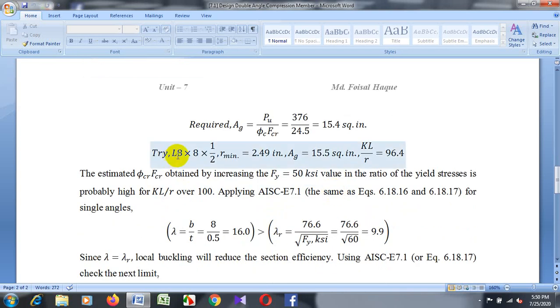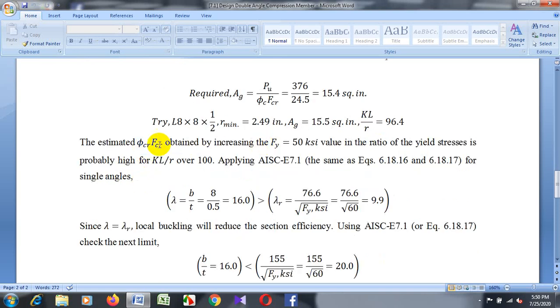Now try L8 by 8 by 1/2, the angle. Here r minimum is 2.49 inch and gross cross sectional area is 15.5 square inch. KL divided by r equal to 96.4. The estimated phi c Fcr was obtained by increasing the Fy 50 ksi value in the ratio of the yield stress, which is probably high for KL divided by r over 100.